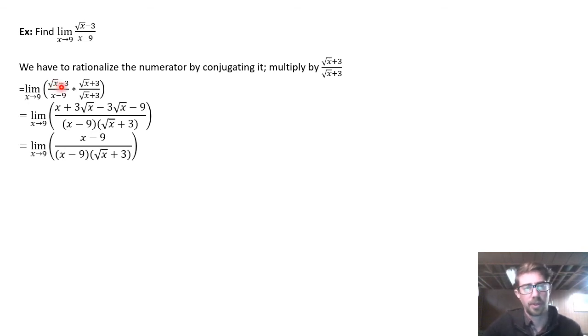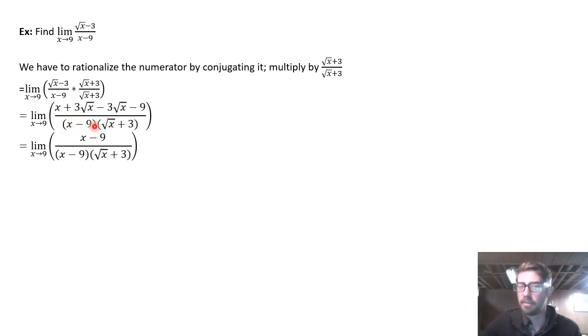So when you FOIL this with this, the first term is square root of x times square root of x, which is just x, and that's kind of why this works. For the middle terms, your outer and inner terms, you get a plus 3 times the square root of x minus 3 times the square root of x, right? That's the trick. And then your last term is minus 3.